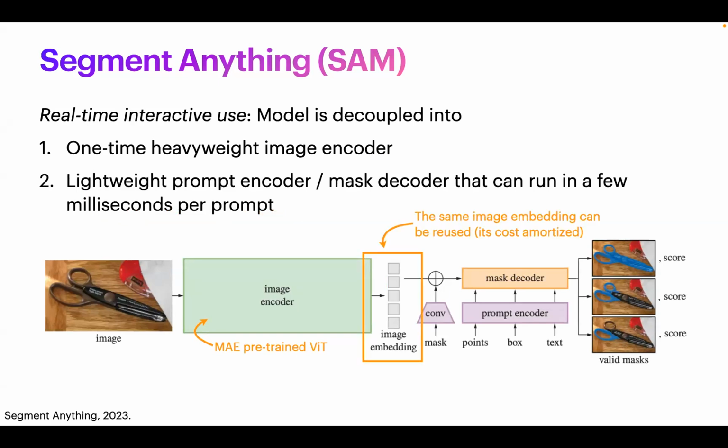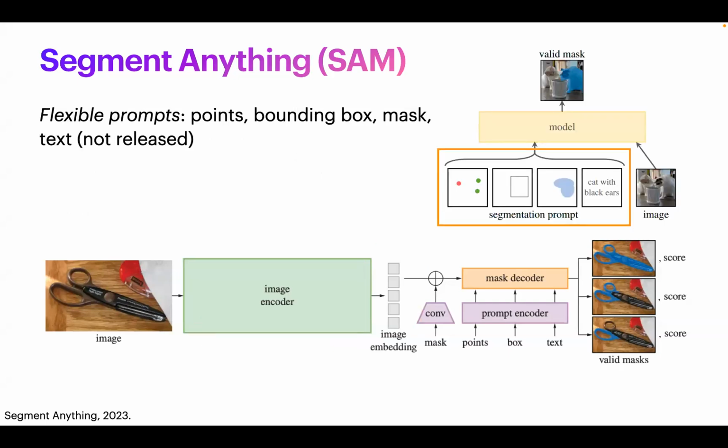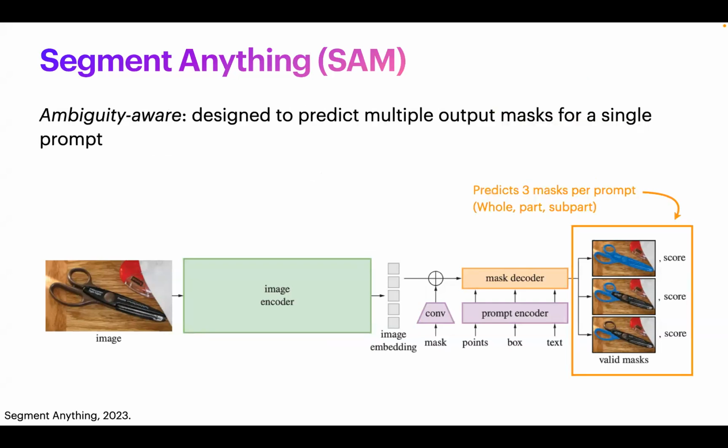By doing it this way, the same image embedding can be reused for different prompts. And they allow flexible prompts, so they allow multiple types of visual prompts such as points, boxes, where the user interactively plays with the model, but shows cues to the model of what they desire to segment. And then finally, the model is designed to be ambiguity aware, so it predicts multiple output masks for a single prompt, and the default is three masks.